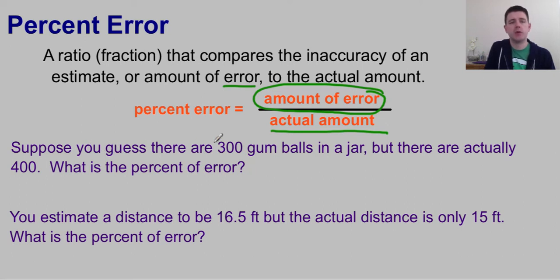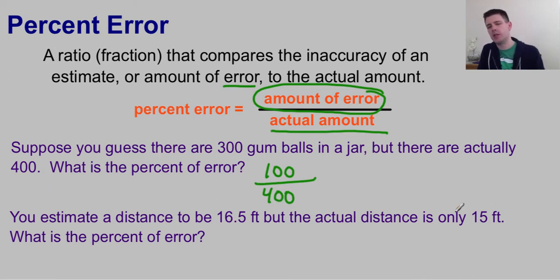So this one says, suppose you guess there are 300 gumballs in a jar, but there are actually 400. What is the percent of error? Well, we start by finding the amount of error. We guessed 300, but it was actually 400. That's a difference of 100. The actual amount was our 400. So I'm going to put our 400 here. And then I'm going to show you a little trick. You'll notice that every time we do our dividing, it always ends up being a decimal. And then our next step is we got to change that decimal into a percent.